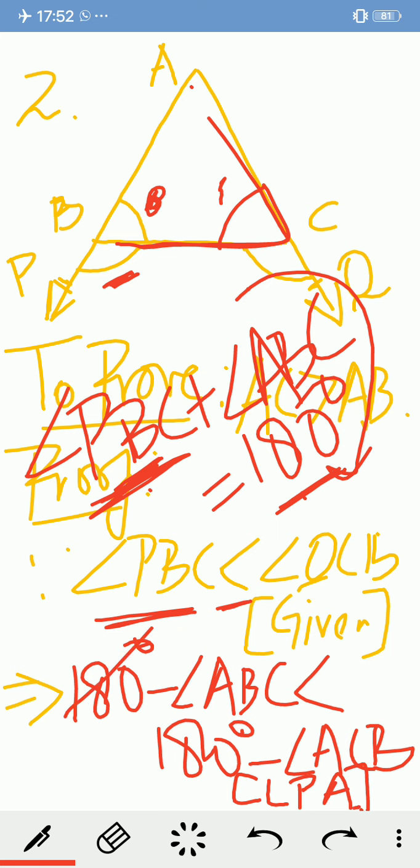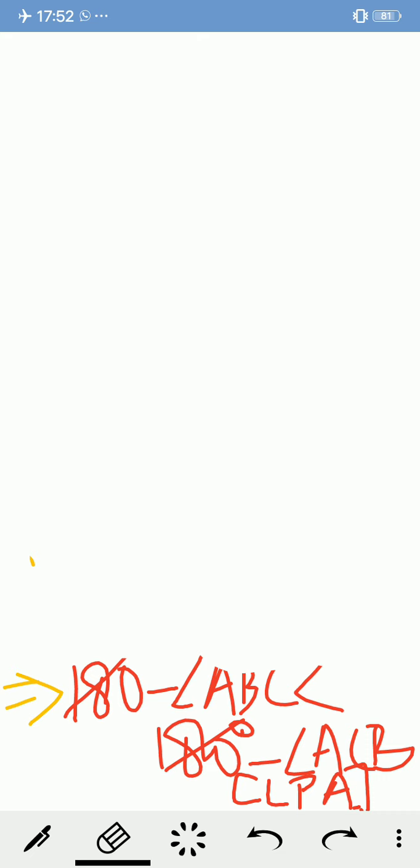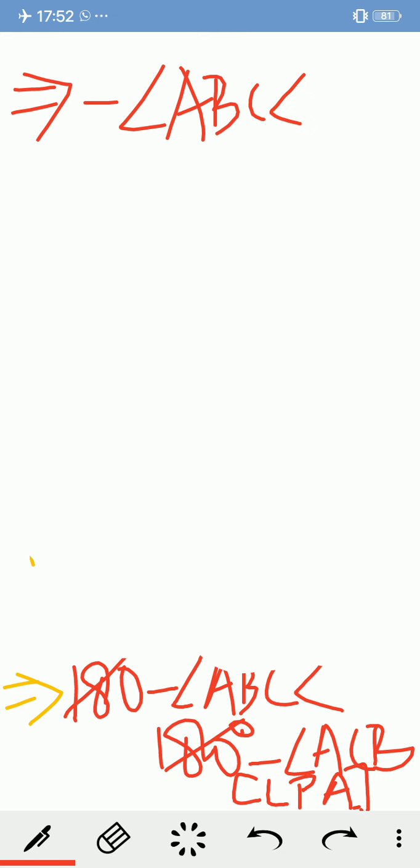Now next step, you can cancel 180, 180. That means subtracting 180 from both sides. You get negative ABC is less than negative angle ACB. So you get that thing. Make a note for this. I'll rub it out. Now the situation is, which implies that negative times angle ABC is less than negative times angle ACB.